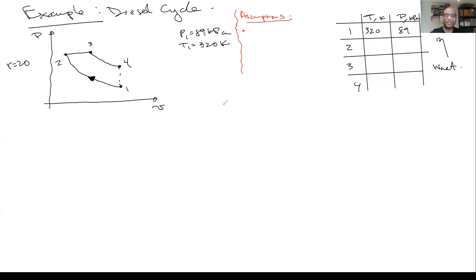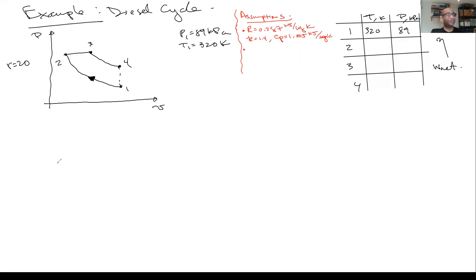Assume air standard, R is equal to 0.287, CP is equal to 1.005, and K is equal to 1.4. So I'm going to write these. R is 0.287 kilojoules per kilogram Kelvin, K is 1.4, CP is 1.005 kilojoules per kilogram Kelvin. I could check, but these three values have to be consistent, and indeed they are. Okay.